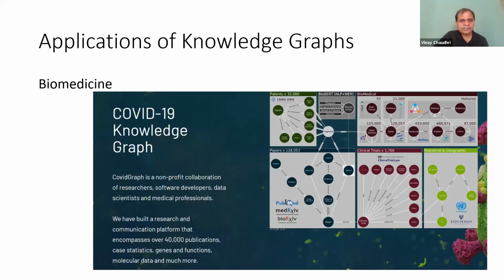And since last year, when the pandemic hit us all, there have been multiple efforts focused on creating knowledge graphs for COVID-19. Be it taking the publications, be it taking the infection data. There are many kinds of COVID-motivated knowledge graph applications that have been built just in the last 12 months.